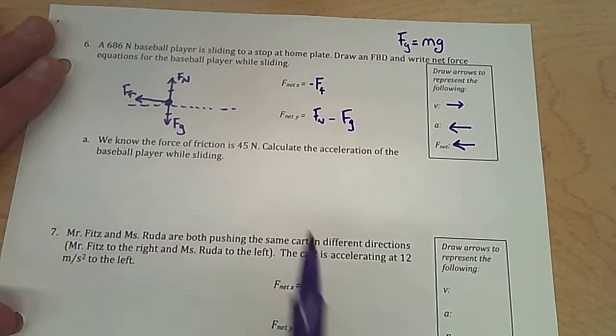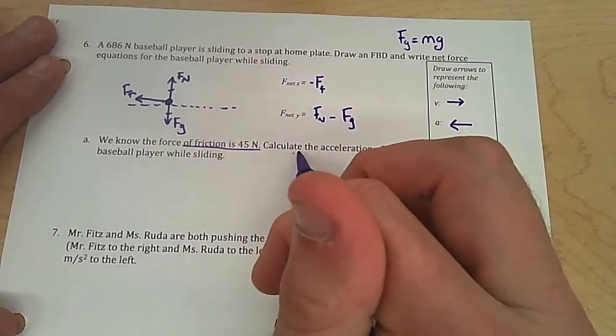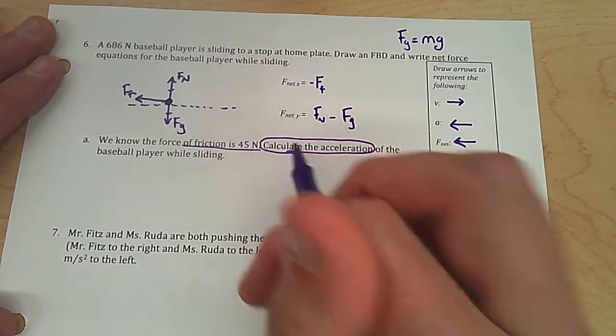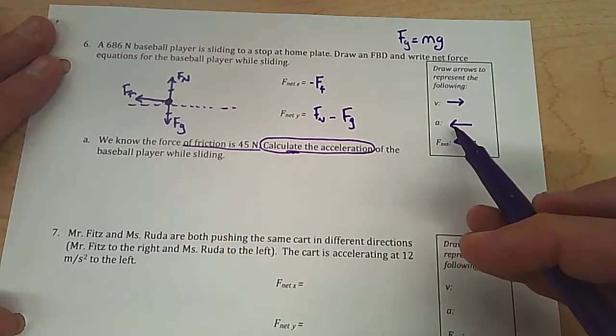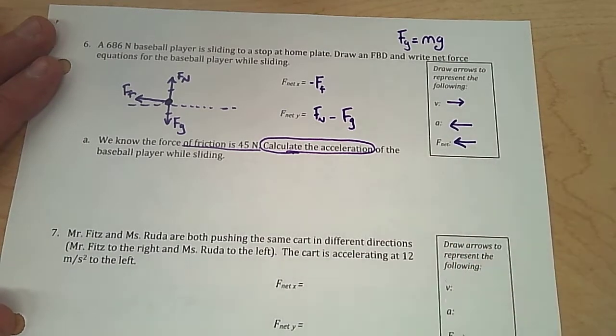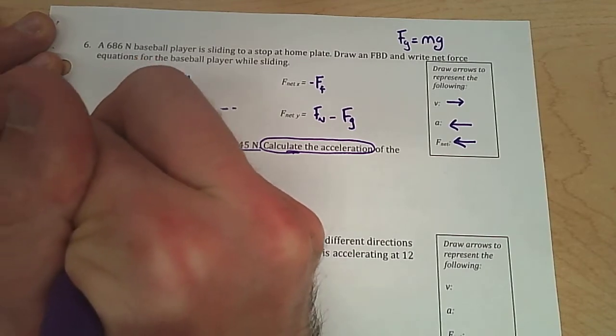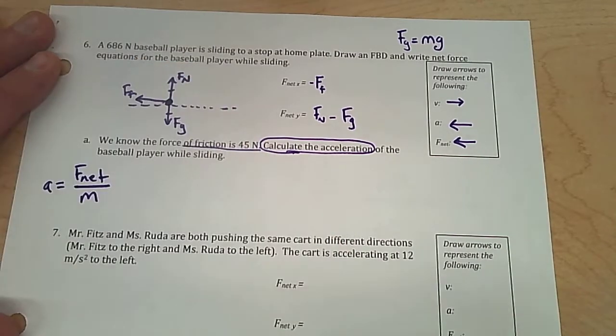All right, so now let's actually solve a problem. We know the force of friction is 45 newtons. Calculate the acceleration of the baseball player when he's sliding. A few things: we know that acceleration should be negative, based on our conceptual drawing up here. And let's write our equation. Acceleration is equal to net force divided by mass.